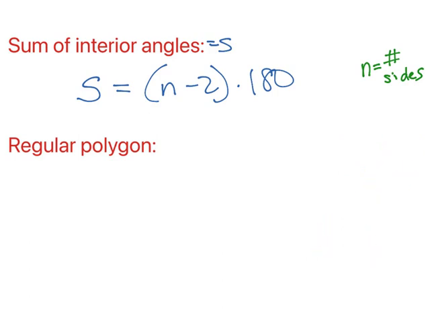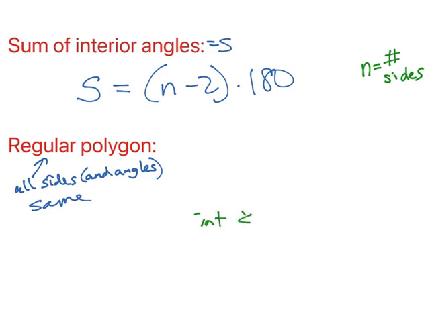Okay, the other one is a regular polygon. Regular means all sides and angles are the same. So all those sides are going to have the same length. All of the angles have the same measurement. With that, we know that one interior angle can be found by taking the sum of all of the angles divided by the number of sides, because the number of sides will be the same as the number of angles. So if I know the sum of all angles and divide by how many angles there are, that would be the measurement of one angle in a regular polygon, because they all have to be the same.